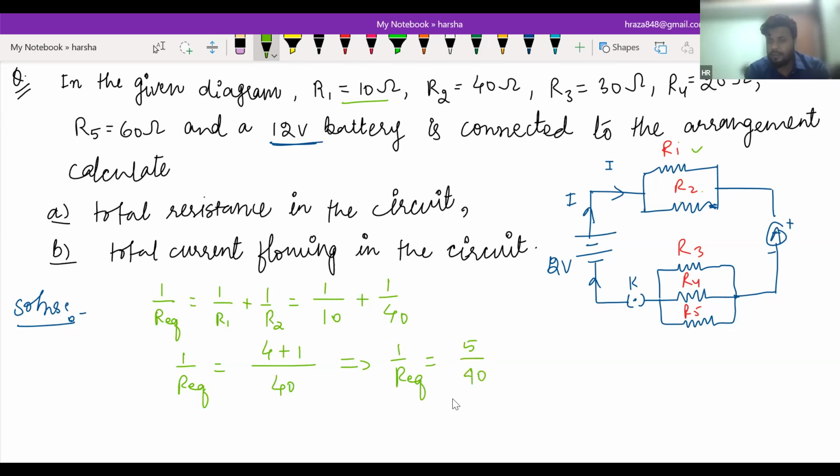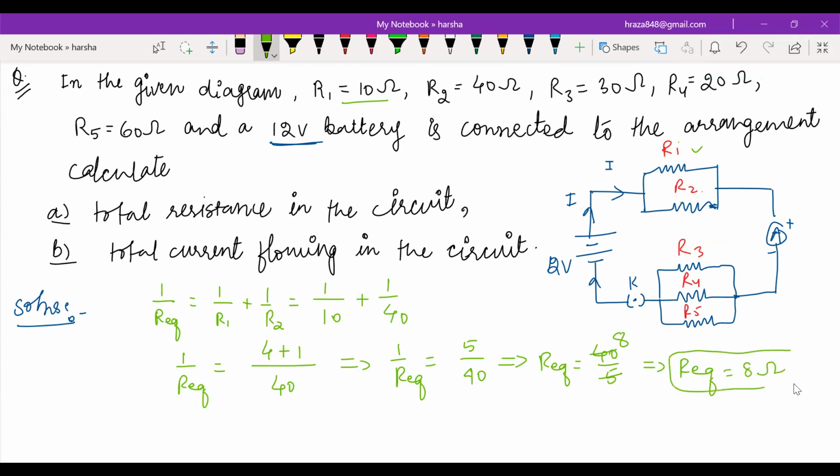But this is the value of 1 upon R equivalent. We need to find the value of R equivalent. That will be the reciprocal, so 40 by 5. R equivalent will be equal to 8 ohm. Is that clear? Okay. Okay, sir.